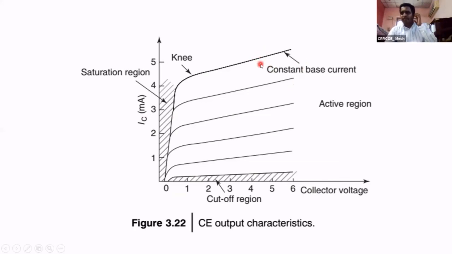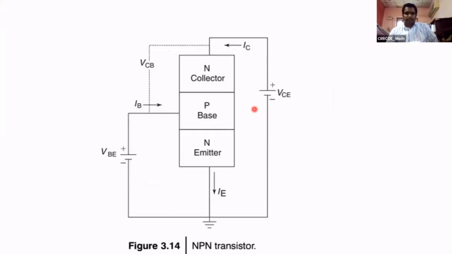Why? This is because of the early effect. See this, this is the common emitter connection. Here we are applying the common emitter voltage, and this is the base emitter voltage. Now we consider the voltage between the base and collector. Here VCE is the voltage between collector and emitter. VBE is the voltage between base and emitter. And here we have the voltage between collector and base, VCB. This is influenced by VCE because VCE is equal to VCB plus VBE.